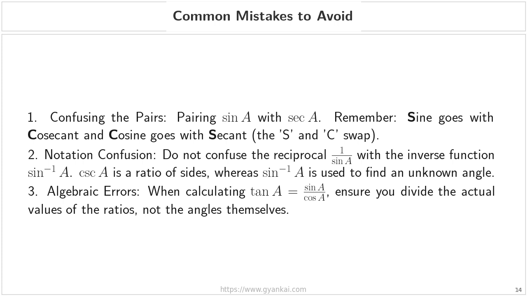When you are calculating tangent of A by dividing sine of A by cosine of A, make sure you are dividing the actual numerical values of the ratios themselves. A common error is to accidentally try to divide the angles, which will lead you to a completely incorrect result. Stay focused on the values, and you'll do great. Now, before we wrap up and look at our final summary table, I want to pause and discuss some common pitfalls. Even if you understand the formulas, it is very easy to make small errors that can lead to the wrong answer.